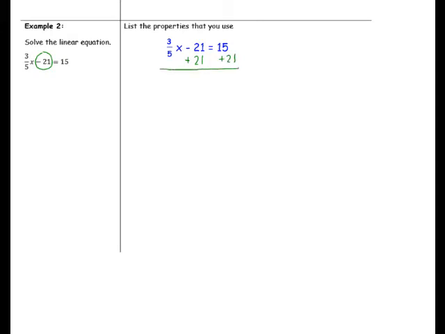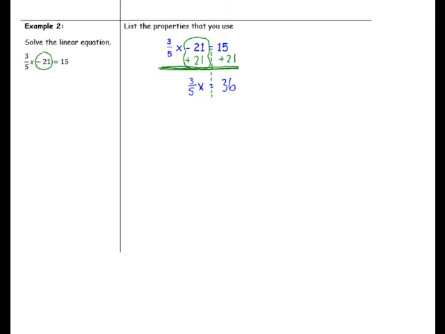When you add, draw a bar under the entire equation. The -21 and the +21, or the minus and the plus, that equals 0. So 3/5 x take away 0 is 3/5 x. So we are simplifying the equation. It's still equal, and 15 plus 21 is 36.